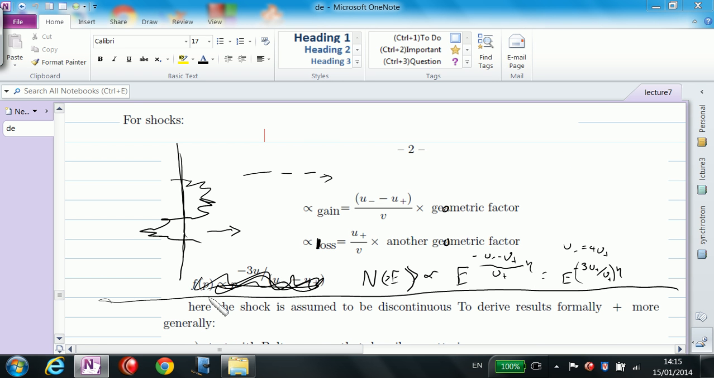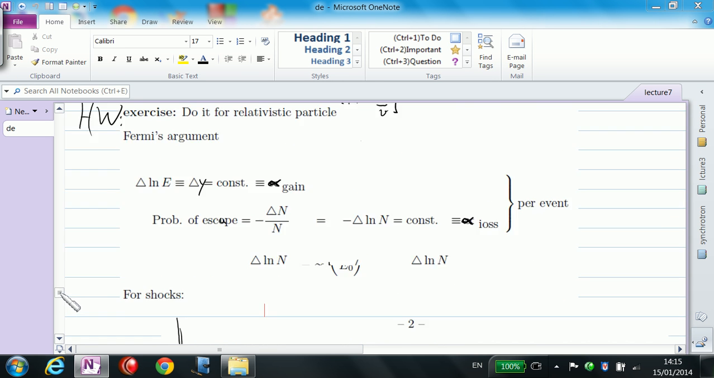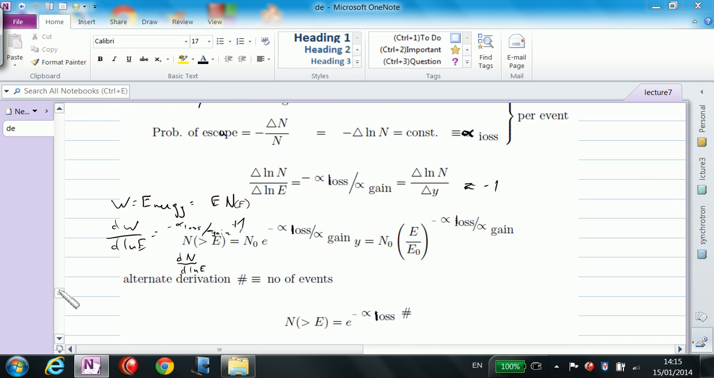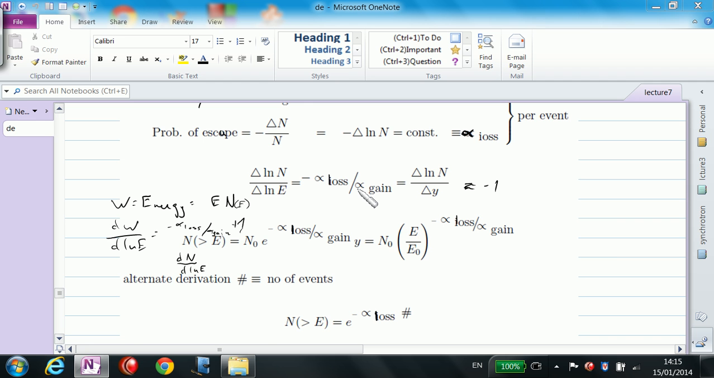Okay, remember, going back to the old Fermi idea of having a power law, that's basically where the exponent is just the loss rate versus the gain rate. And again, these are alphas.